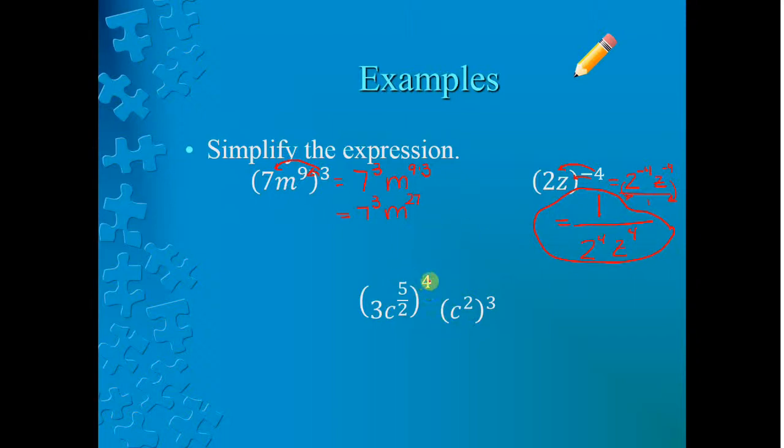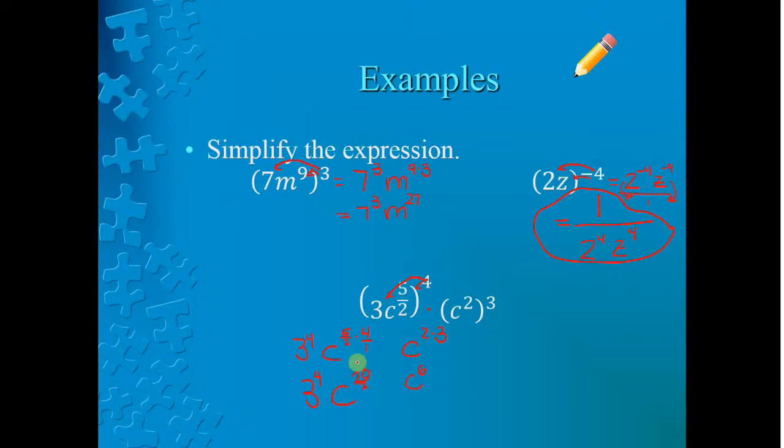Let's look at this one. This one's really hairy, scary. So that 4 is going to go to both. So we're going to have 3 to the 4th, c to the 5/2 times 4 over 1. And then c to the 2 times 3. Take care of that. There should be a multiplication in the middle here. All right. 3 to the 4th, c to the 5 times 4, that's 20 over 2. And this is c to the 6th, right? 2 times 3, 6.